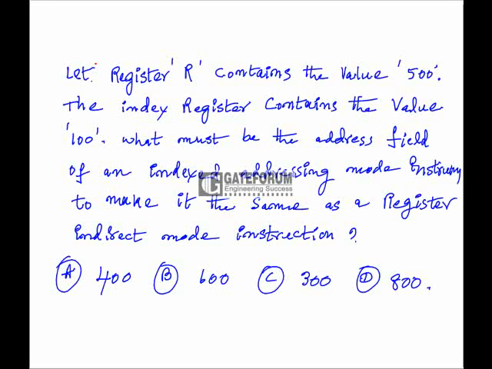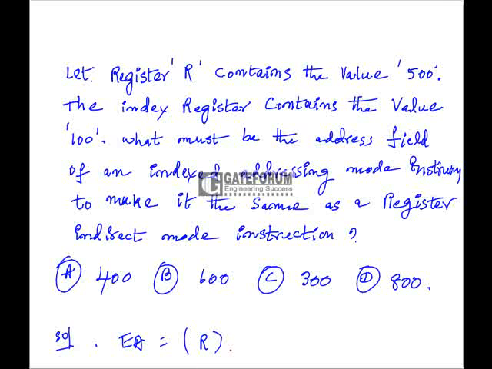Register R contains the value 500, the index register contains the value 100. What must be the address field of an indexed addressing mode instruction to make it the same as a register indirect mode instruction? So here in a register indirect mode instruction, the effective address is equal to the content of a register.